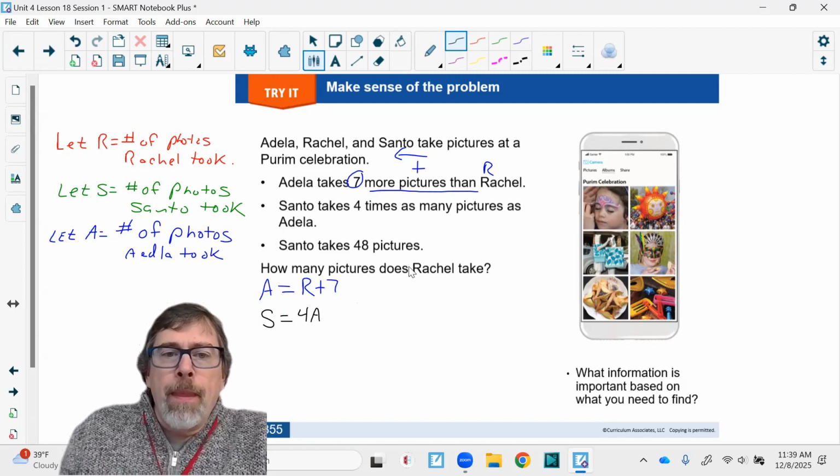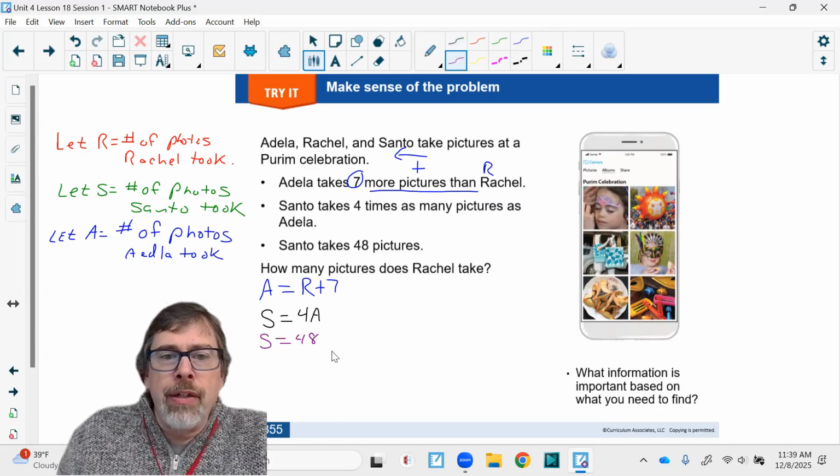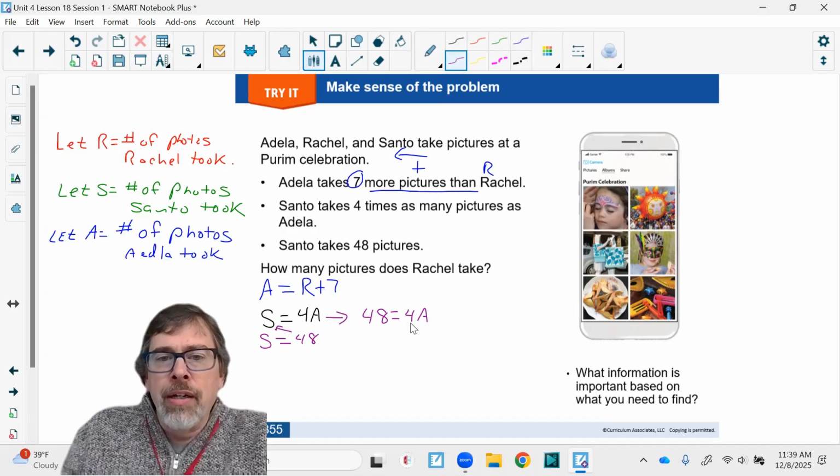Okay. And then it says Santo takes 48 pictures. So then they also say S equals 48. So now I'm going to look at this equation and work my way backwards, because if S is 48, I can substitute it in right here and say 48 equals 4A, because Santo took 48 pictures, so I can substitute that 48 in for S. Now if I divide both sides by 4, I'm going to get Adela equals 12. So Adela took 12 photos.